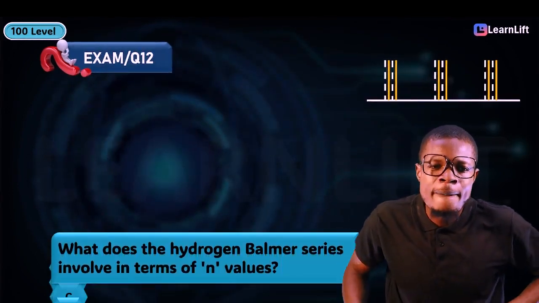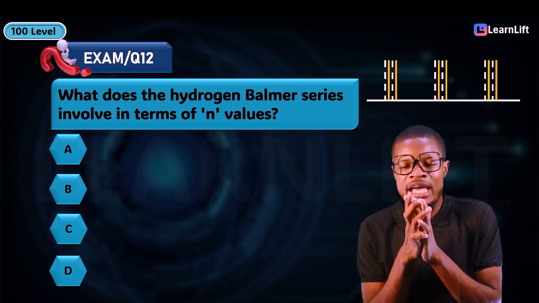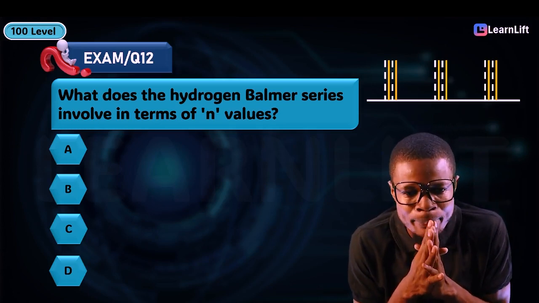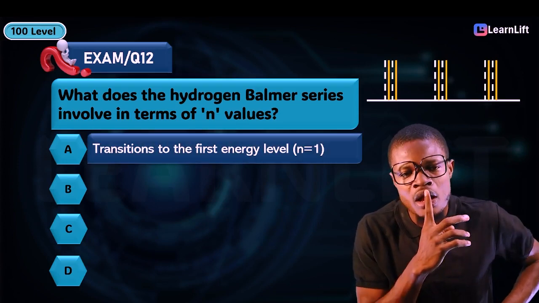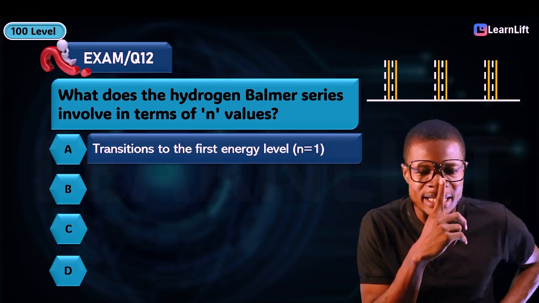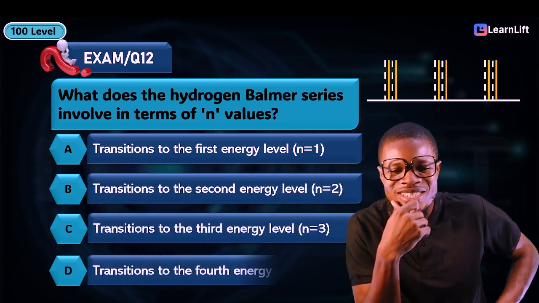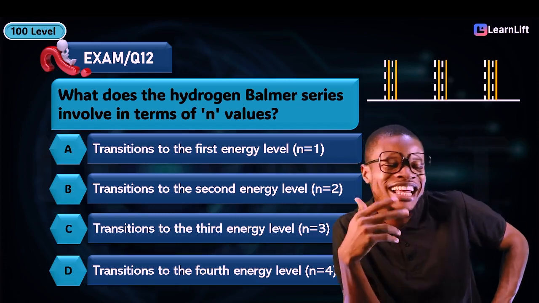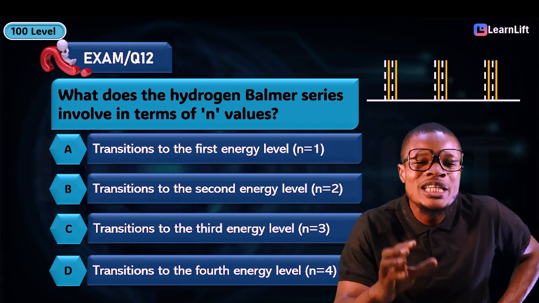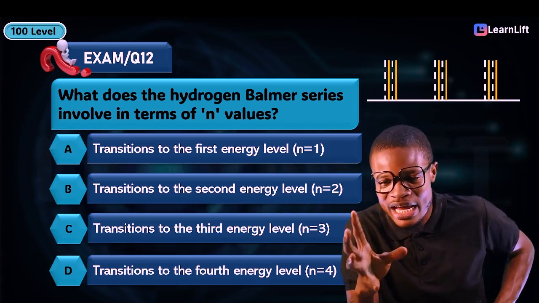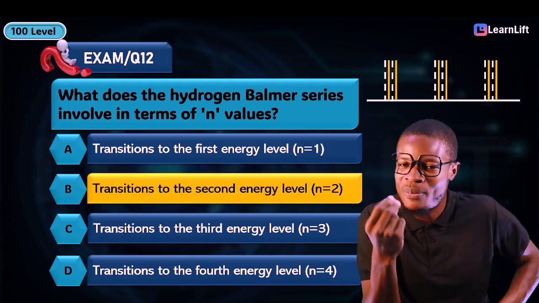Question 12. In question 12, what does the hydrogen Balmer series involve in terms of N value? Lyman series, Balmer series. Option A is transition to the first energy level where N is equal to 1, transition to the second energy level where N is equal to 2, transition to the third energy level where N is equal to 3, fourth energy level. What is the answer? It's very simple. Balmer is the second one. That's energy level N equals 2. That means option B, the correct answer.